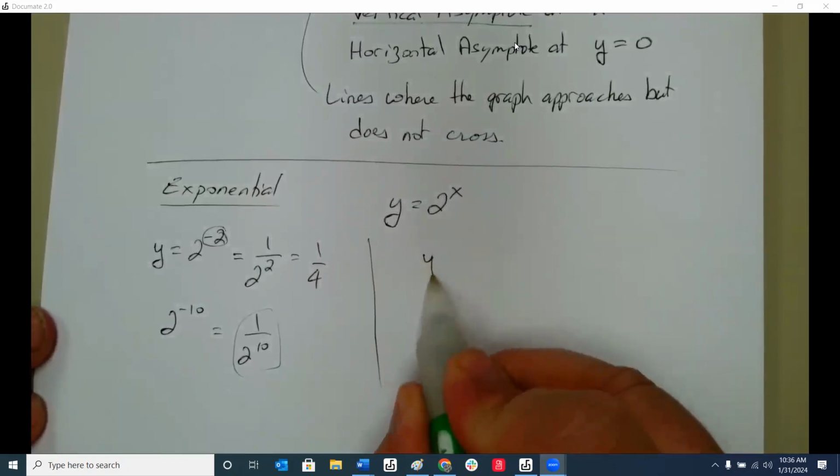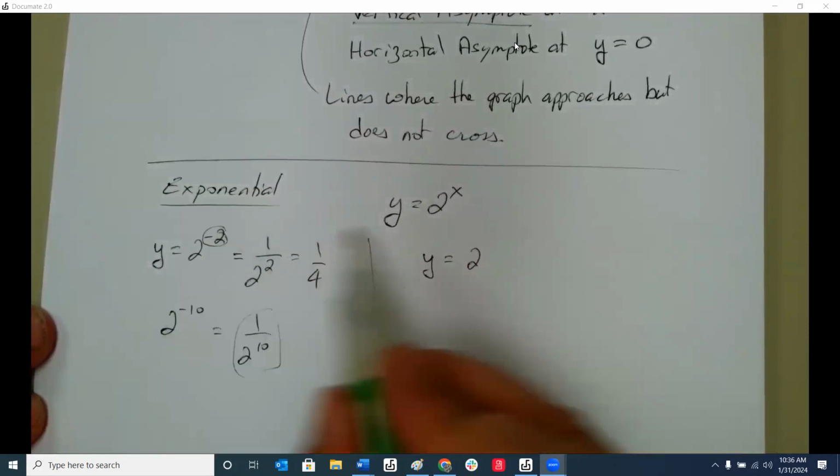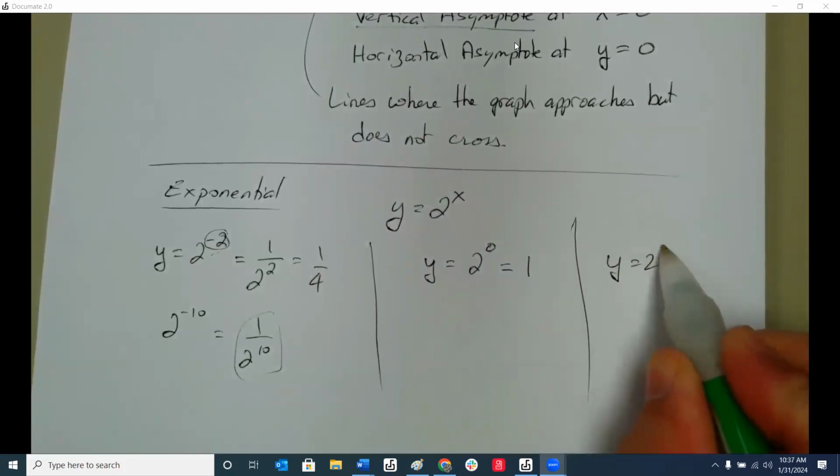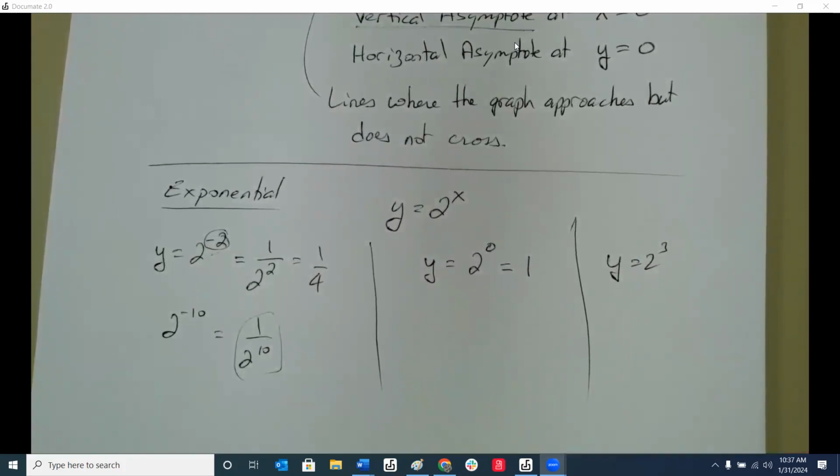Another thing. So x can be negative. The bigger the negative, the smaller the number becomes because it's 1 over. What is 2 to the power 0? It's a 50-50 shot here. Anything to the power 0 is 1. And then anything else that's positive works. If we had 2, let's say, to the power 3, we know what that is. So everything else works okay.